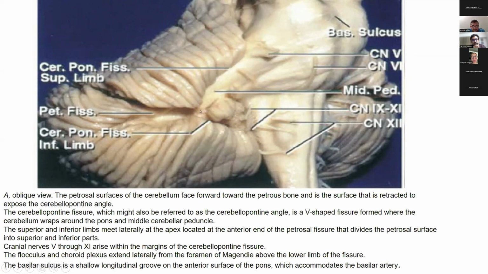Cranial nerves 5 through 11 arise from the margins of this cerebellopontine fissure. And we all know this is the basilar sulcus, which contains the basilar artery, and the flocculus and choroid plexus extend laterally by the foramen of Magendie above the lower limb of this fissure.